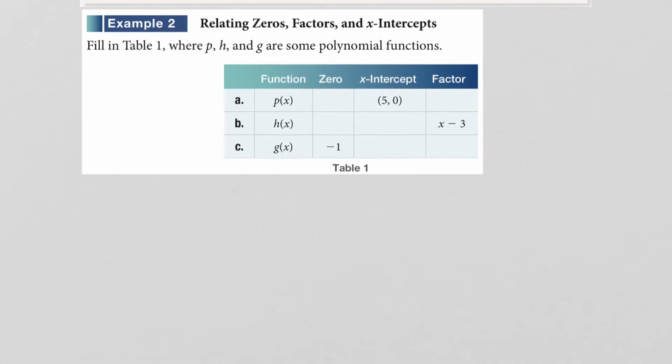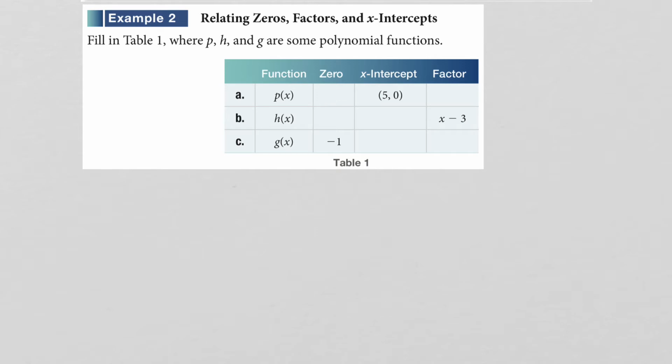So in this next example, we just want to fill out the chart. It tells us that we have 3 functions, p of x, h of x, and g of x. And for each one of these, they give us some information, and we are to fill out the rest of the squares in the chart. So for p of x, they tell us that the point 5, 0 is an x-intercept. Well, if 5, 0 is an x-intercept, then that means the number 5 is a 0 of that polynomial. And it also means that x minus 5 is a factor of the polynomial.